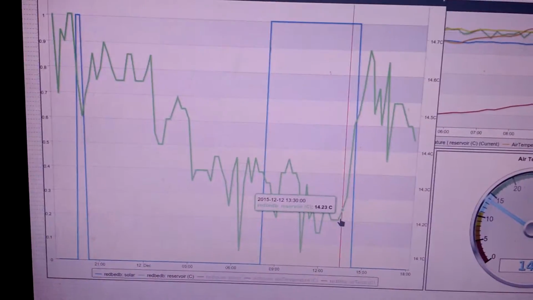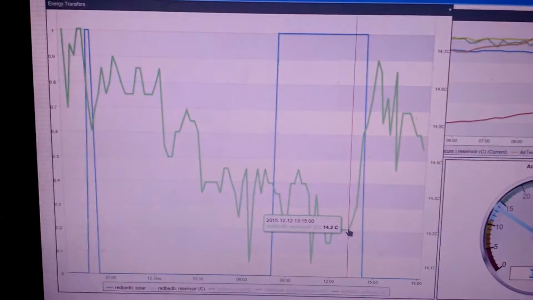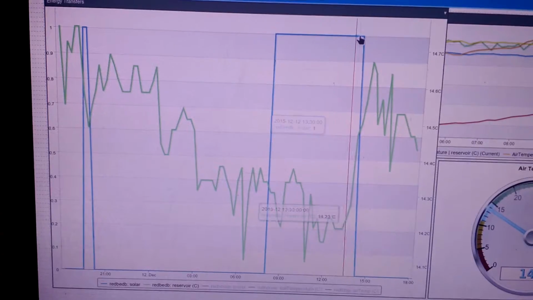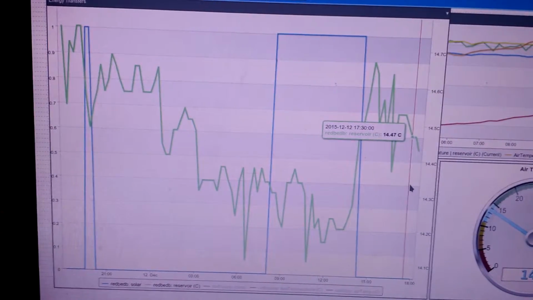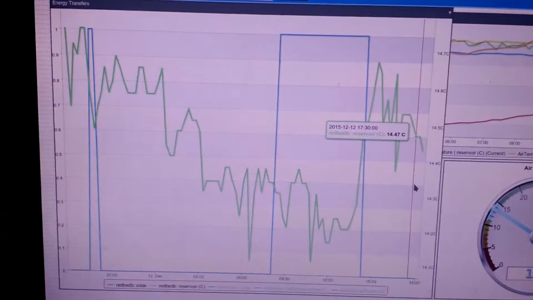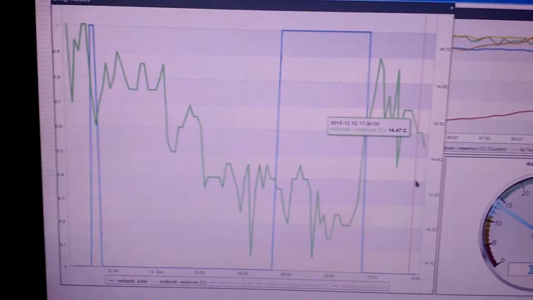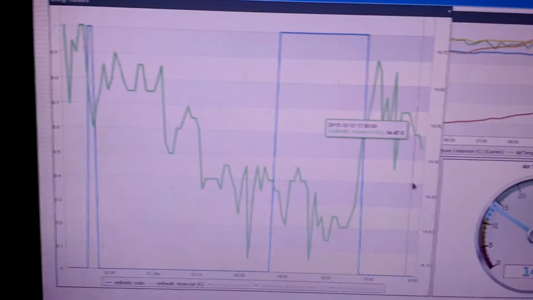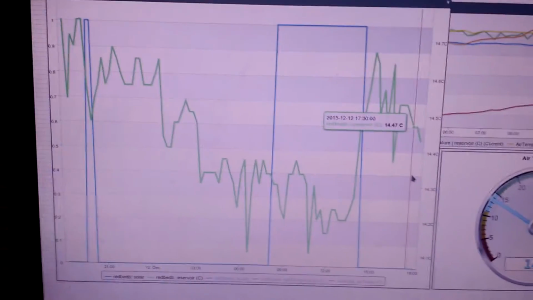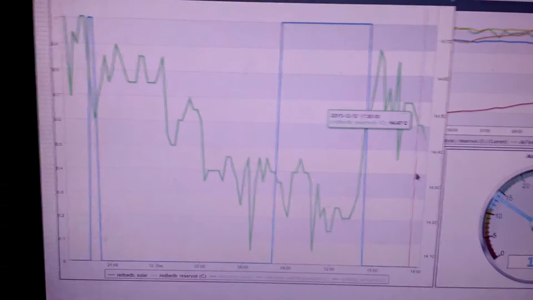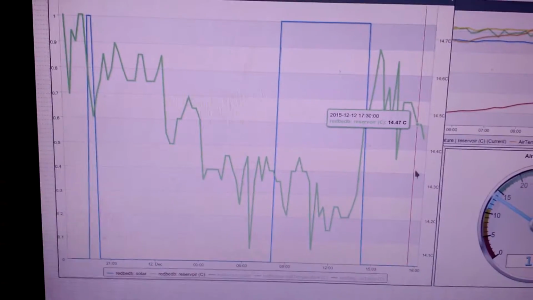I did the math. Yesterday I saw a very, very steep slope going up and then a very steep slope going down, and I thought that's kind of weird how it would go down so fast. The reason is because the hot water from the solar heater eventually mixed with the entire reservoir, and that cooled it down quite a bit.